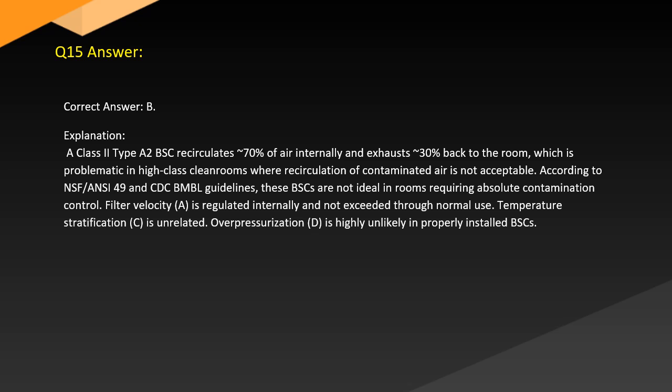Answer. Correct answer: B. Explanation. A Class 2 BSC recirculates 70% of air internally and exhausts 30% back to the room, which is problematic in high-class cleanrooms where recirculation of contaminated air is not acceptable. According to NSF/ANSI 49, these BSCs are not ideal in rooms requiring absolute contamination control. Filter velocity (A) is regulated and not exceeded through normal use. Temperature stratification (C) is unrelated. Overpressurization (D) is highly unlikely in properly installed BSCs.